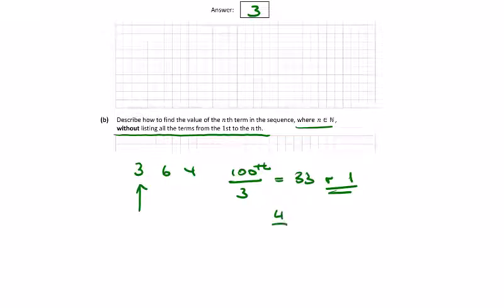Let's try that with 4 divided by 3, the remainder will be 1. You can see the fourth term will be 3 again. So this one, the remainder is 1. Similarly, for 6, the remainder will be 2. So let's try 41 divided by 3, would have a remainder of 2. That will be a 6. We also know that the fifth one here will be 6.